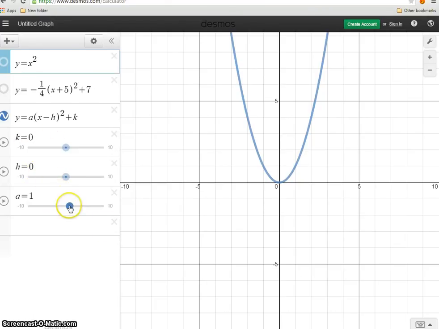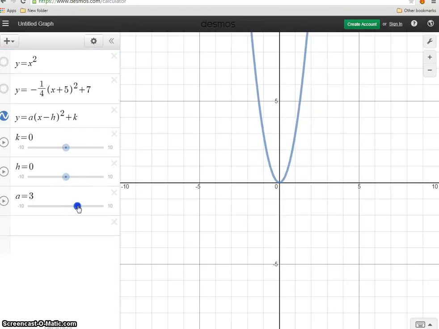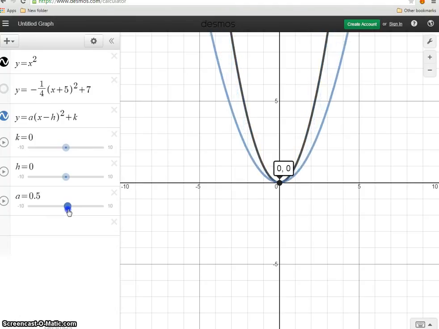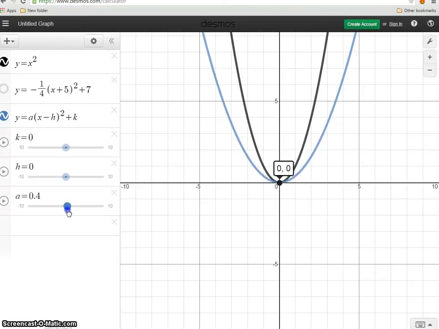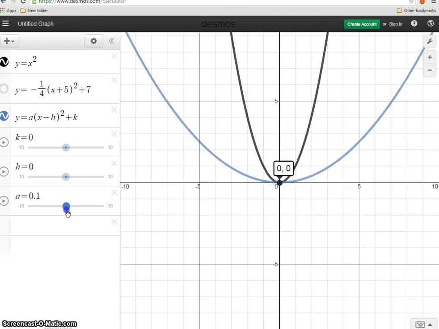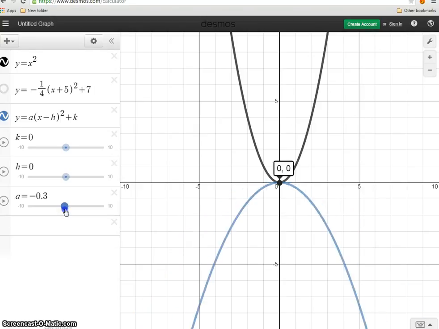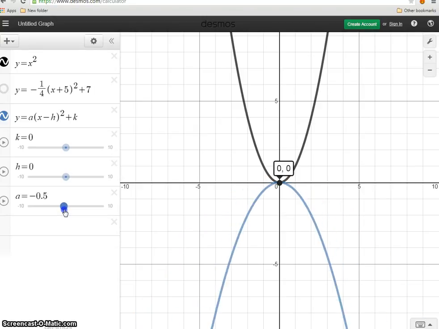That one seems to do the most. As I make my a value bigger, you'll see that my graph gets narrower and narrower compared to the original y equals x squared. As it gets smaller and smaller, it gets wider. You'll see that once my a value gets less than 1, my parabola is actually wider than the original y equals x squared. It continues to do that until I start getting negative. At negative 0.1 I'm still wider, but you'll notice that with my a value being negative, my parabola is now opening down instead of opening up.